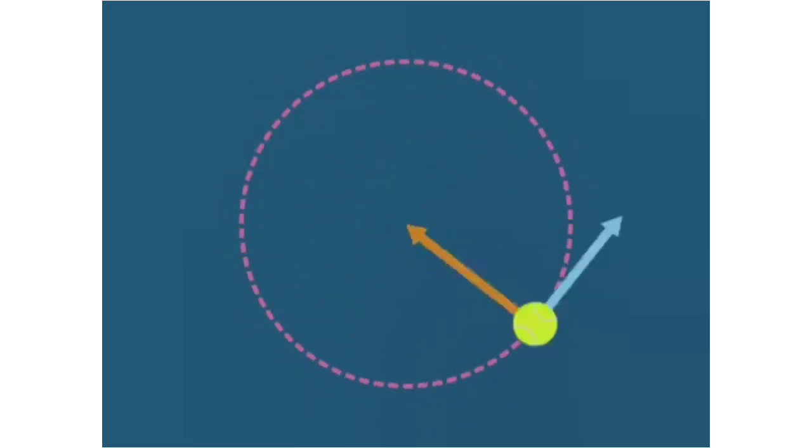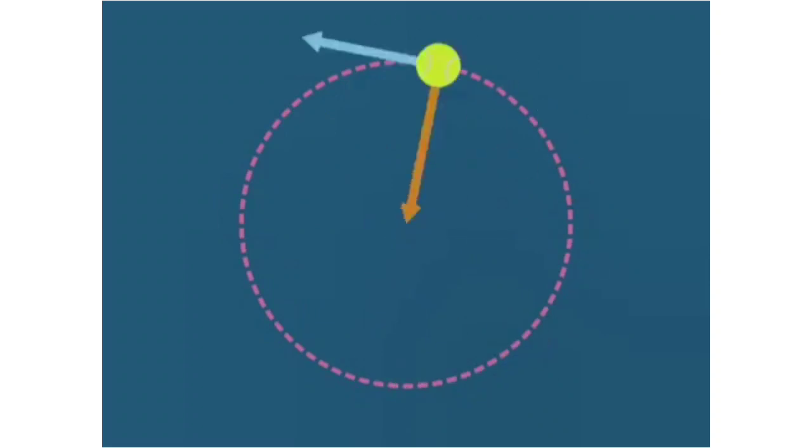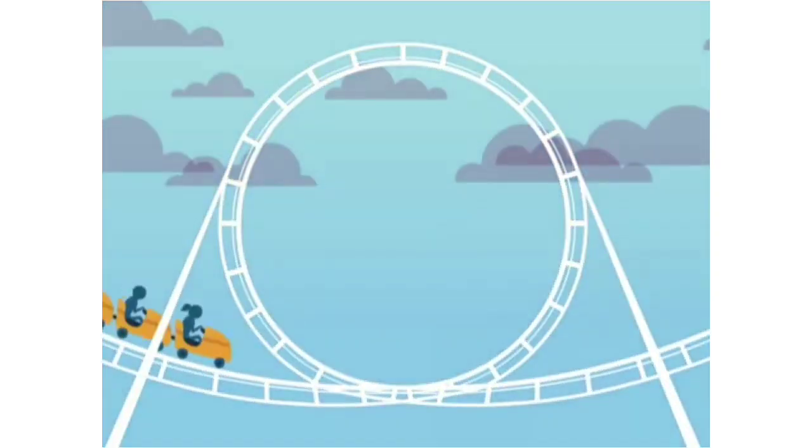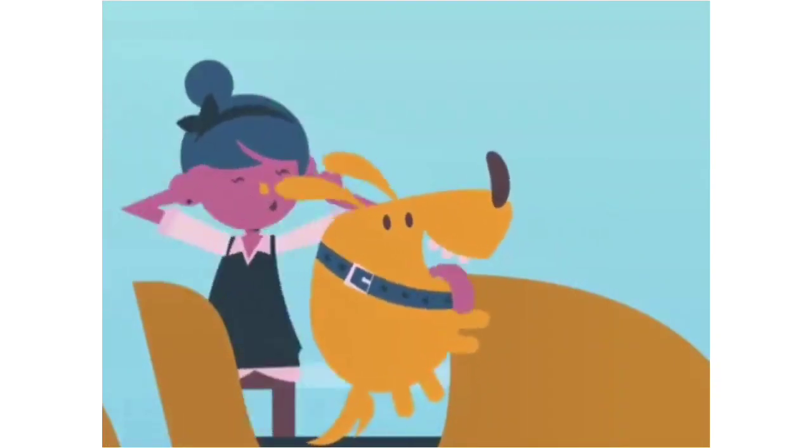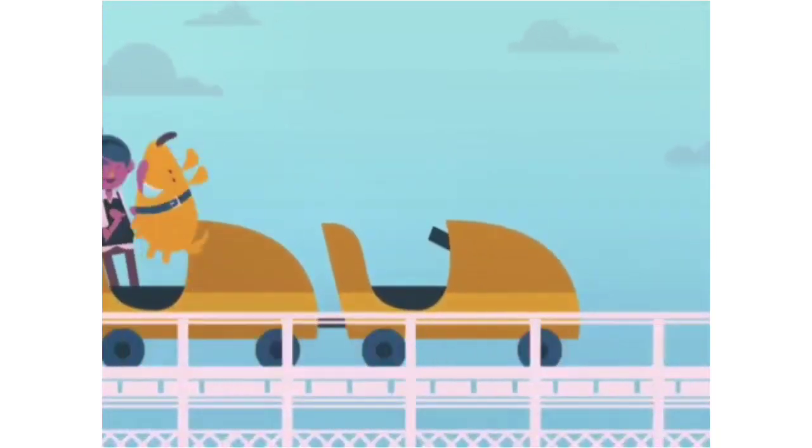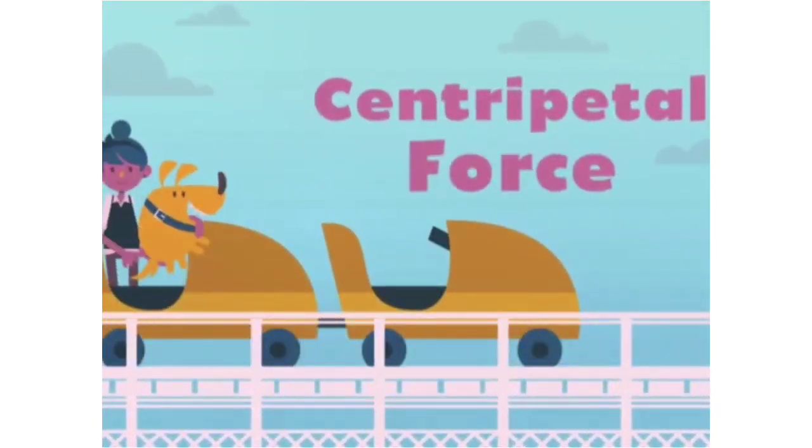The same centripetal force that keeps the tennis ball swinging in a circle also keeps roller coasters on the track as they go through a loop-de-loop. So the next time you're having a blast on a roller coaster, you can thank the centripetal force. First, look at this activity.